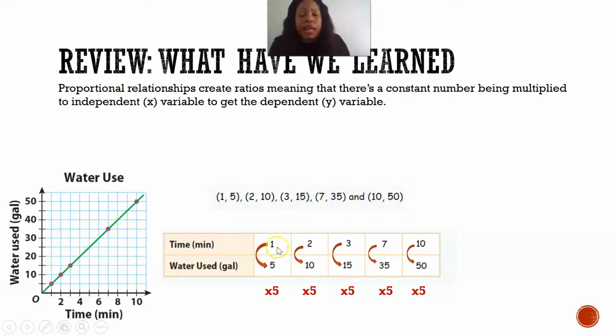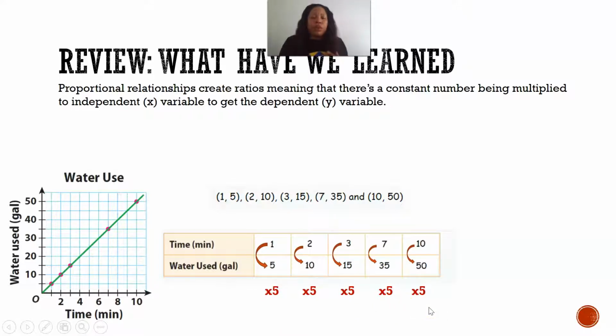We're going to put them into a table. In the table, I want to see what I did to 1 to get to 5. What do I do to 2 to get to 10? What do I do to 3 to get to 15? What do I do to 7 to get to 35? And what do I do to 10 to get to 50? With all 5 sets of numbers, I multiplied them all by 5.